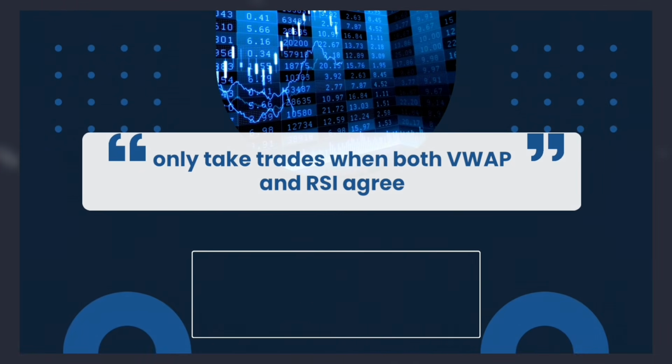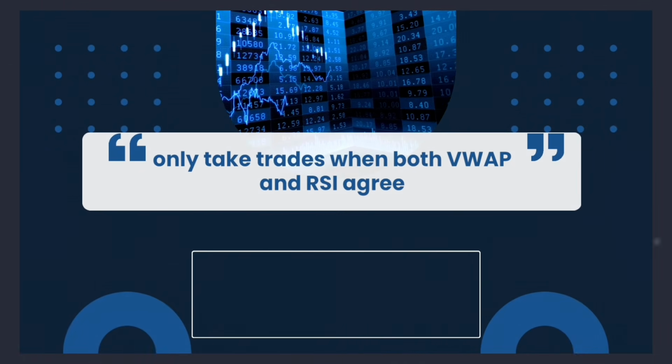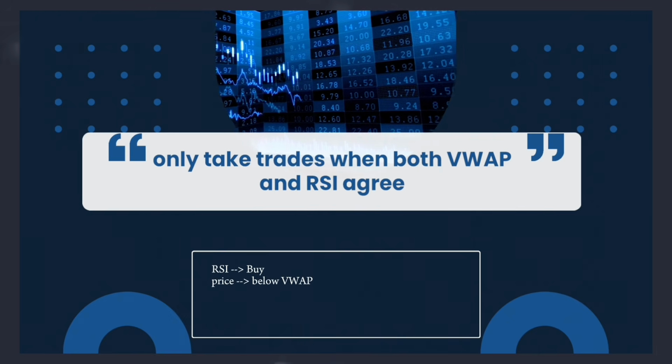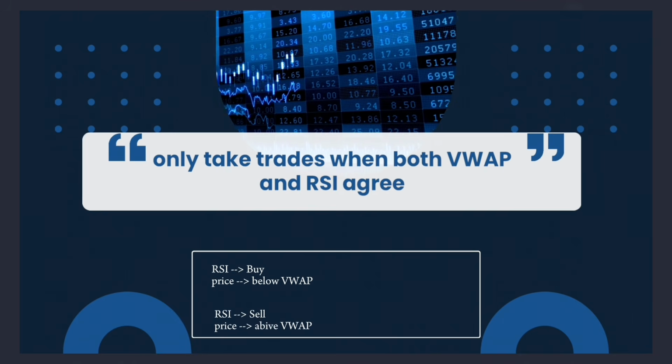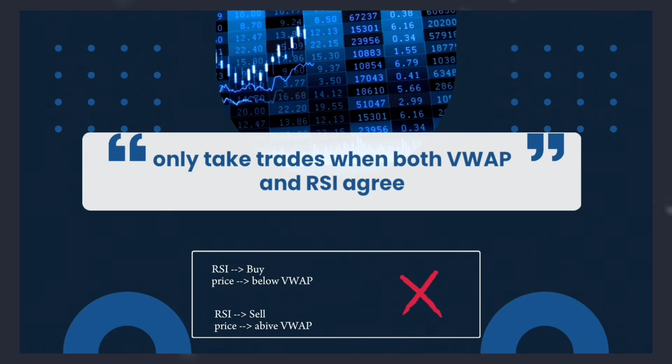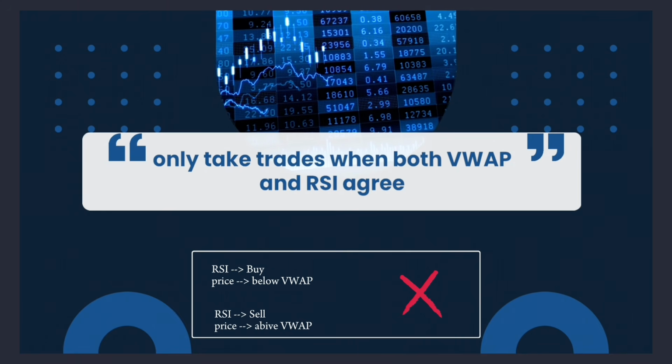But here's the key. Only take trades when both VWAP and RSI agree. If RSI gives a buy signal, but price is below VWAP, or if RSI gives a sell signal, but price is above VWAP, that's a mixed signal. It's best to stay out and wait for alignment.